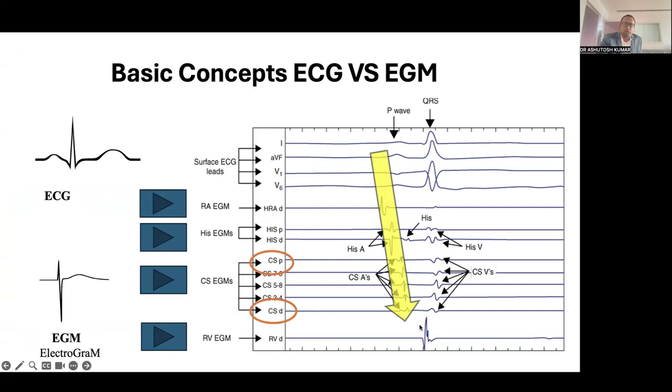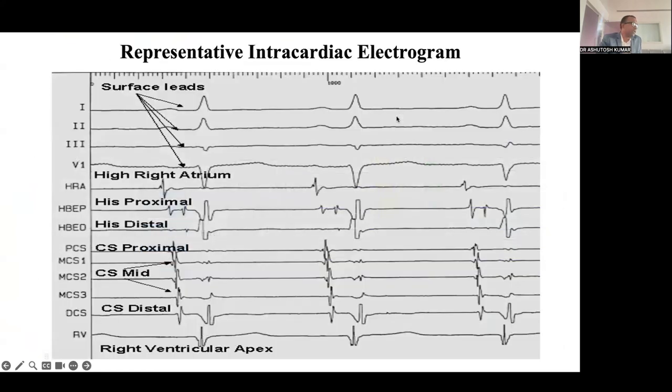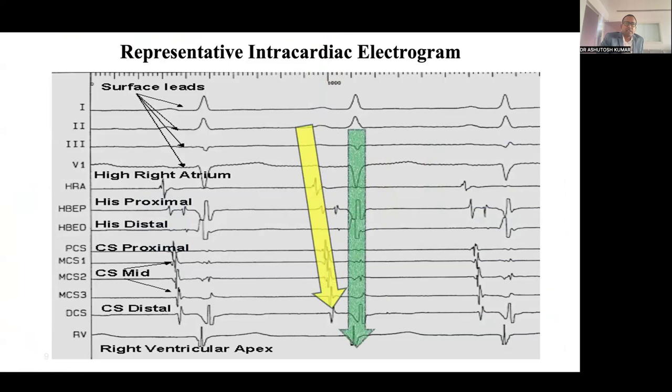We use the words proximal to distal. Again, this is atrial and ventricle. So we use the word A and the word V when it is intracardiac. When it is on the surface, we use P and QRS. This is the major difference regarding EGM versus ECG. So this is a normal intracardiac recording, and this is the activation we see.